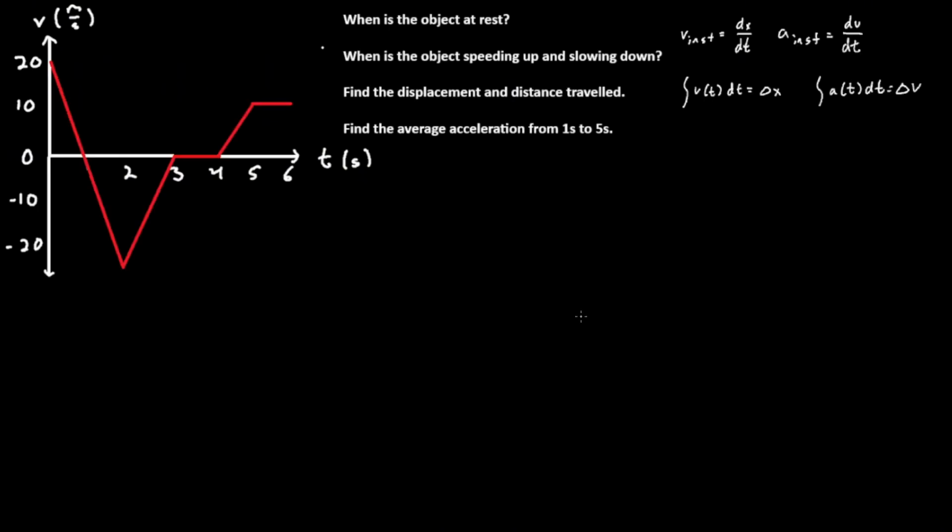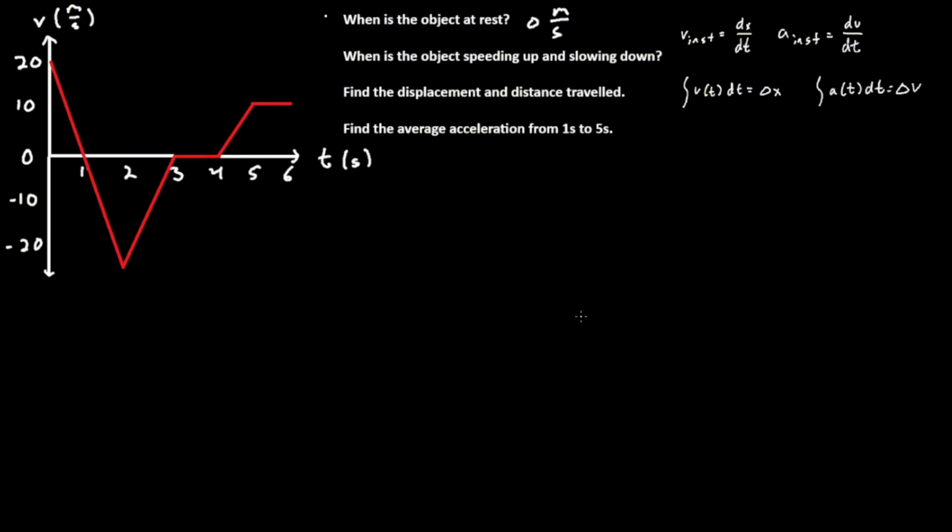In this problem, we have a graph, velocity and time, and I have your relationships written down here. So we have 4 questions that we have to solve. The first one is, when is the object at rest? Well, this is a graph of velocity over time. So when the object is at rest, that means that we have a velocity of 0 meters per second. Therefore, there are only a couple points where the object is at rest. It's at rest here, which is, the 1 is actually covered, at 1 second.